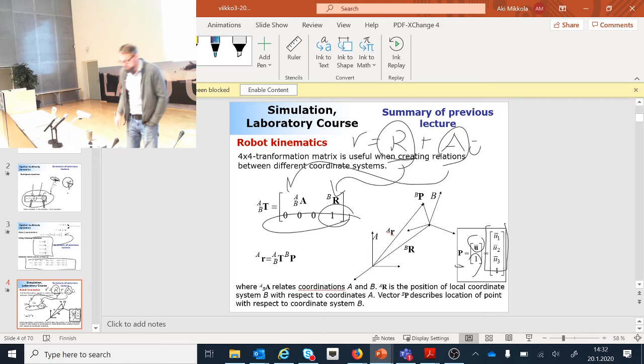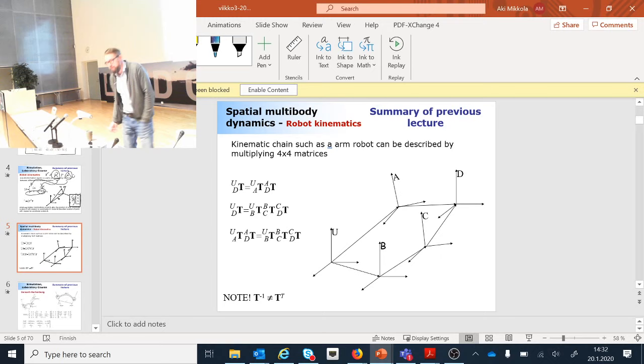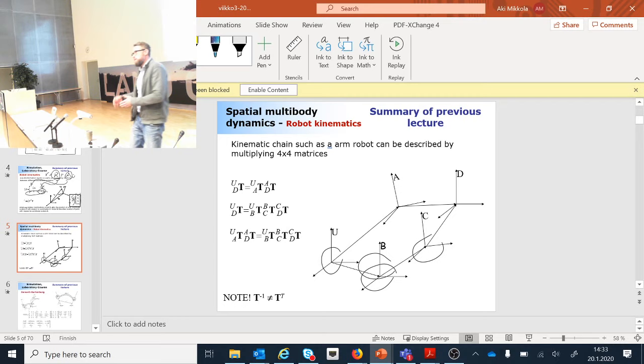So what's the benefit? Well, the benefit is that you can simultaneously account for translation and rotation. It helps you provide the kinematics of a robot in a fairly straightforward manner. So you can move from coordinate system U to coordinate system B by simply one 4x4 transformation matrix. And if you want to continue from B to C, it's another 4x4 transformation matrix. So this is how you can move from one coordinate system to another to figure out where the end effector of a robot is located.